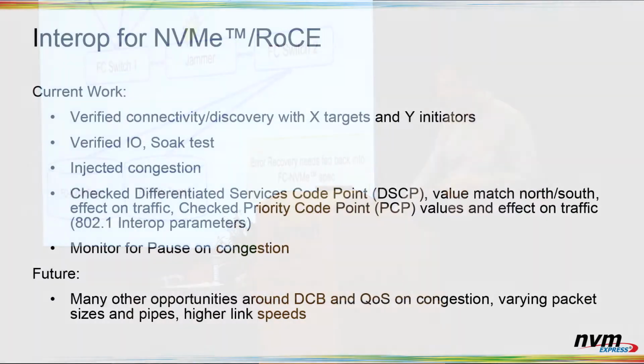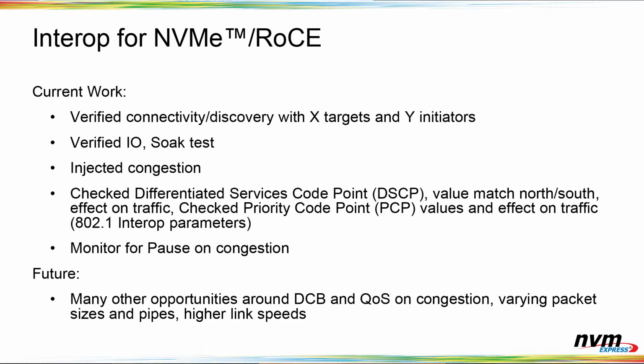Now, if you move to the RoCE side of things, you don't see the same type of organization as you do on the Fibre Channel side. So some things that we've done for RoCE: simply verifying that you can connect and discover a target over the network. Verify that I/O is working, run that for many hours, overnight, or for multiple days. We found some very interesting test cases where we inject congestion or cause congestion in the network. There's lots of different ways to do that.